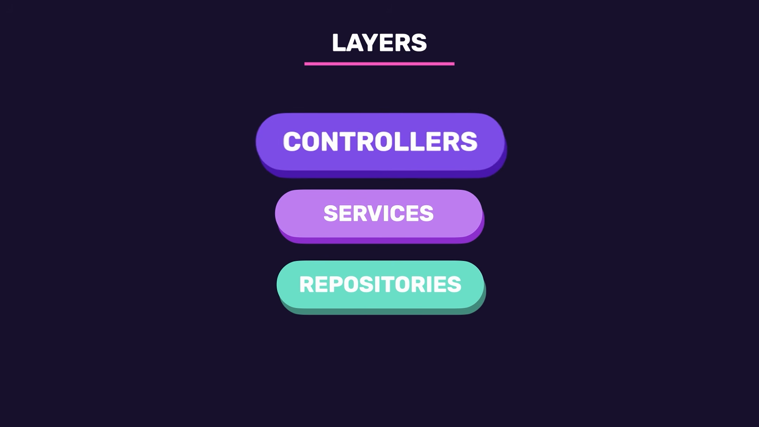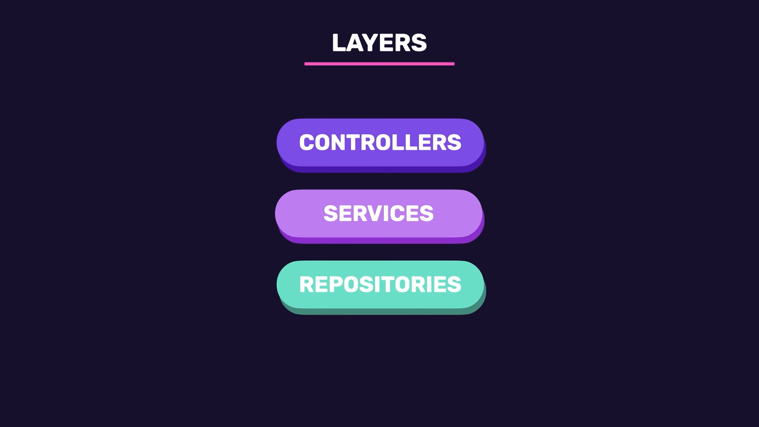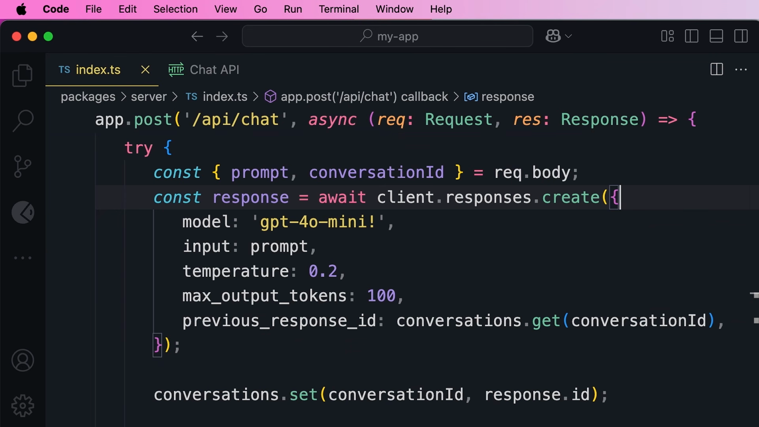At the very top, we'll have controllers. Controllers are responsible for receiving HTTP requests and returning HTTP responses. They act like a gateway into our application. They're kind of like a receptionist in a building. Below controllers, we're going to have services. And this is where we'll have the actual application logic. For example, in our chat API, the piece of code for calling OpenAI to generate a response belongs to this layer, belongs to a service.